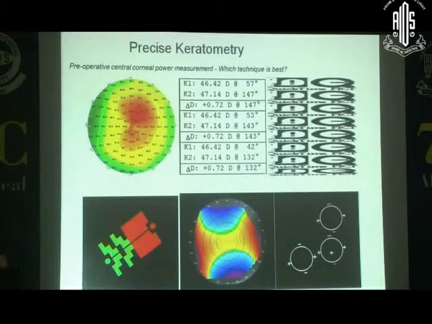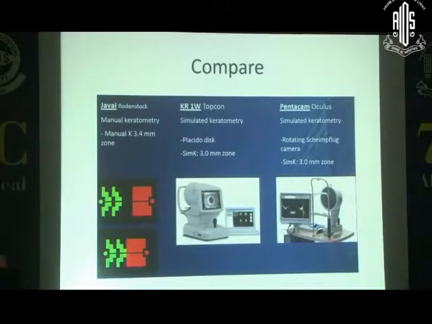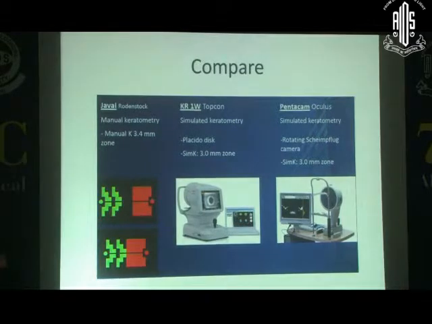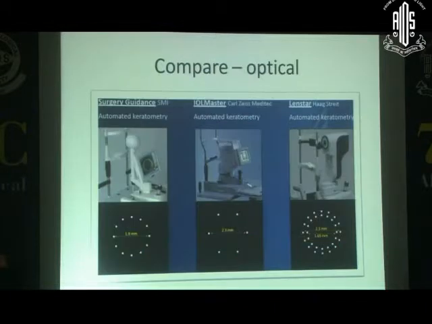Precision of keratometry is always important, and as you asked, what is the best technique? These are the details. A Javal-Schiotz or a manual keratometer measures anywhere between 3.2 to 3.4 millimeter of the central cornea. Automated normally will measure around 3 millimeter of the center cornea. So is the Pentacam, which is measuring about 3 millimeter depending upon the Scheimpflug technology.